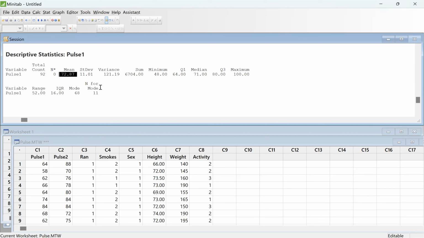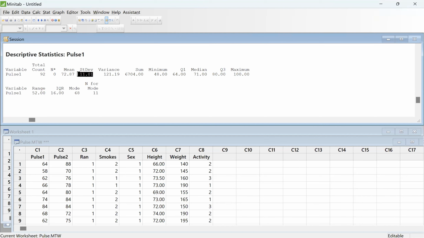We normally expect the pulse to be in the range of 60 to 90. And then 72.87 is proper. 60 to 90 is the normal pulse and your reading is 72. That means it's okay. But if the average is on the higher side or on the lower side, then you should be worried.